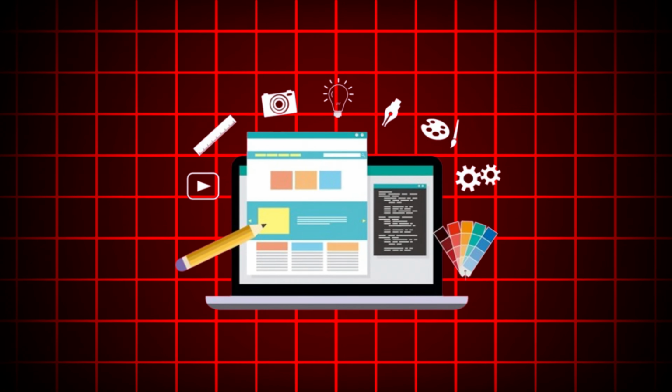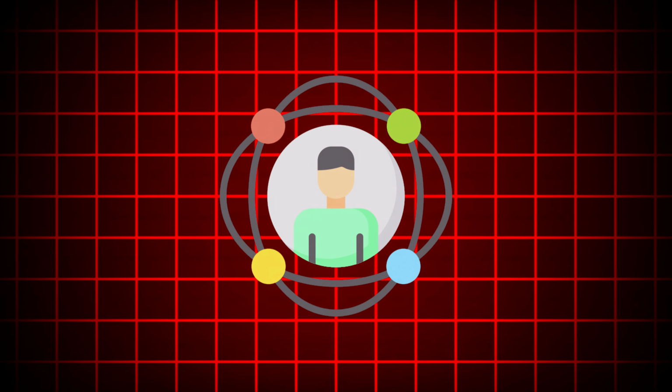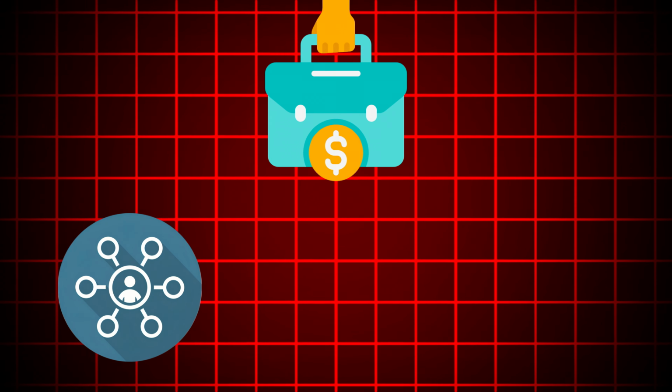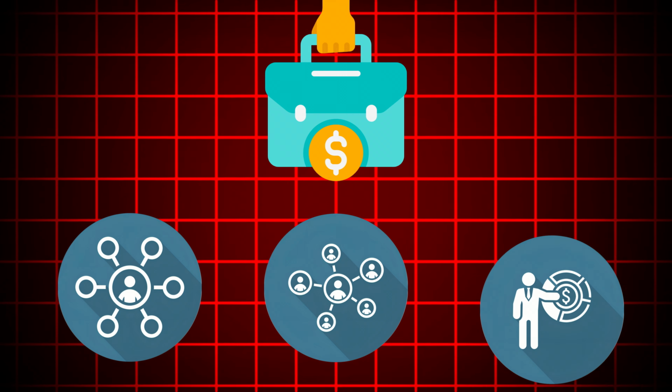What is international SEO? It's the process of optimizing your website to rank in search results for users in different countries and languages. Think of it as a tailored SEO strategy to reach a global audience. By doing this, you can help your business reach new markets, increase visibility, and ultimately boost your revenue.